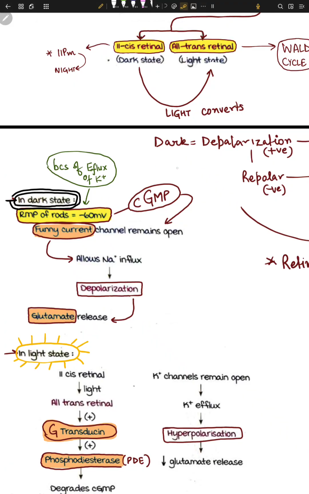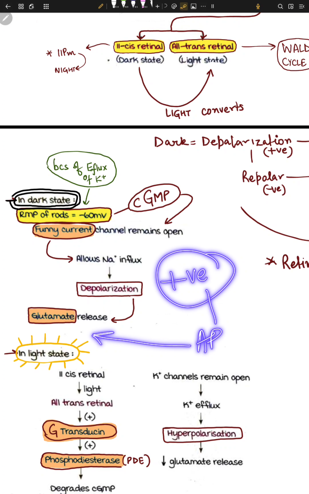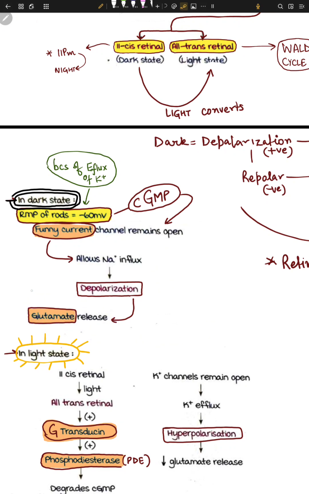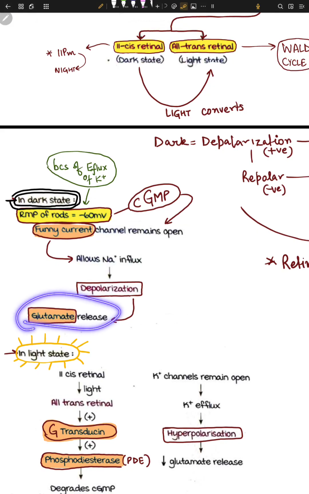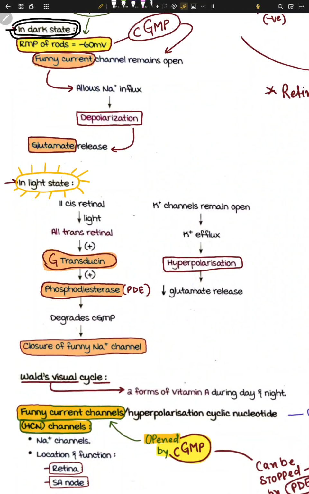And this cyclic GMP allows depolarization, and once the cell is depolarized, once the cell is positively charged, it will produce an action potential, and this will result in release of glutamate. And I told you that glutamate is an excitatory neurotransmitter, an excitatory chemical, an excitatory substance. It excites the cell. So you understand this glutamate release. Now let's talk about light.